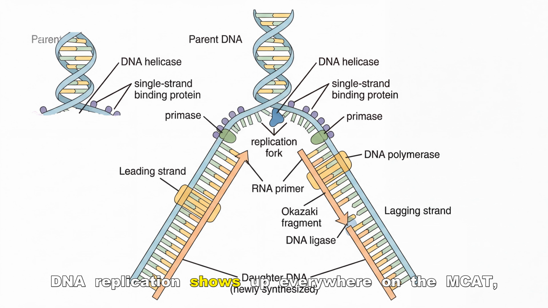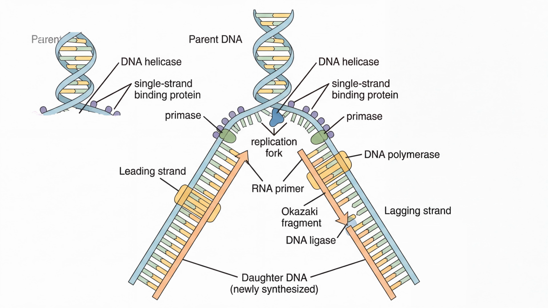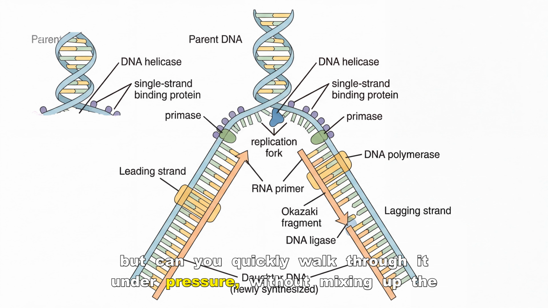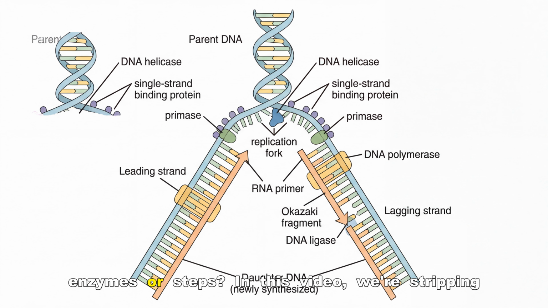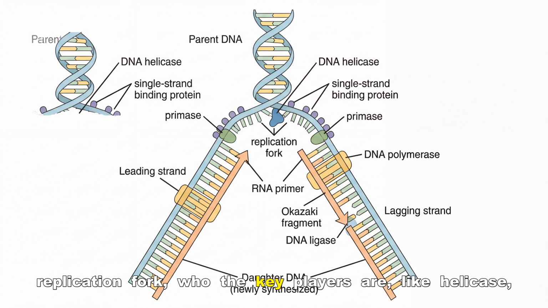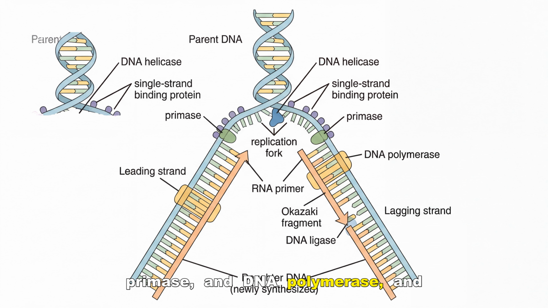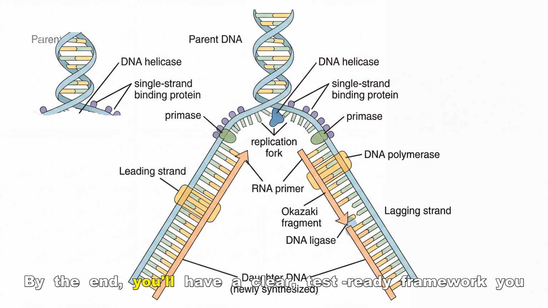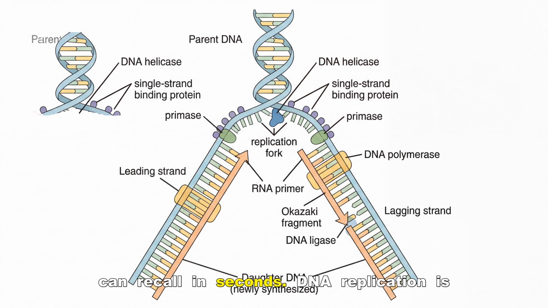DNA replication shows up everywhere on the MCAT, but can you quickly walk through it under pressure without mixing up the enzymes or steps? In this video, we're stripping it down to the high-yield essentials: what happens at the replication fork, who the key players are, like helicase, primase, and DNA polymerase, and how leading and lagging strands actually work. By the end, you'll have a clear, test-ready framework you can recall in seconds.